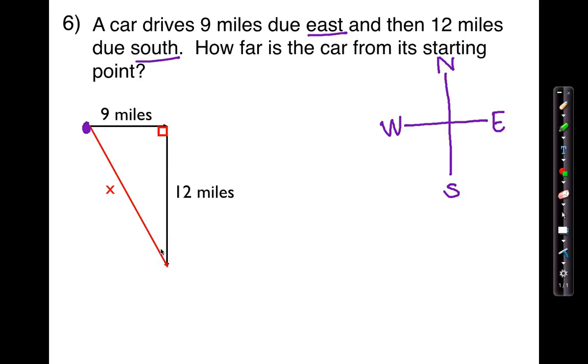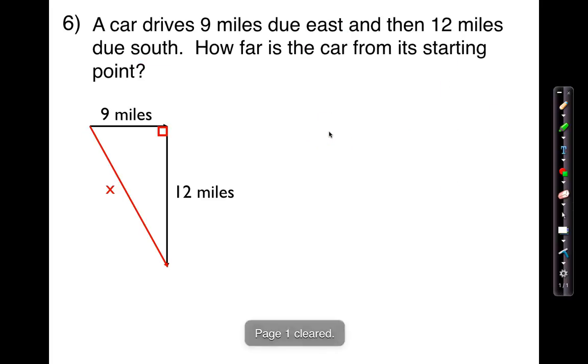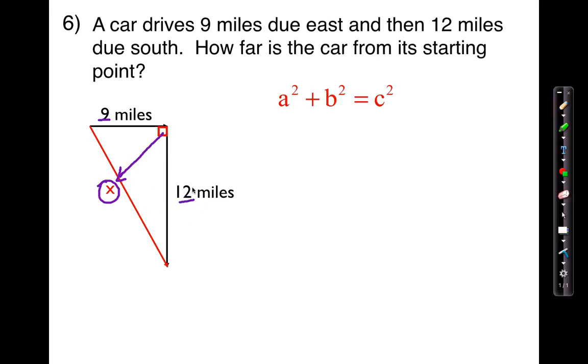And the reason why we're able to call that the hypotenuse is because when you're moving directly from east to south, you're creating a 90-degree angle. So now I'm going to go ahead and plug it into my formula, which is known as the Pythagorean theorem. But first, before I do that, let's identify which one's the hypotenuse. I'm going to call x the hypotenuse and 9 and 12 the legs. So my formula is a squared plus b squared equals c squared. I'm going to replace 9 and 12 for a and b, and then x for the hypotenuse.